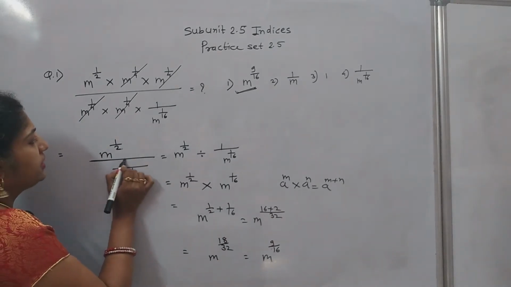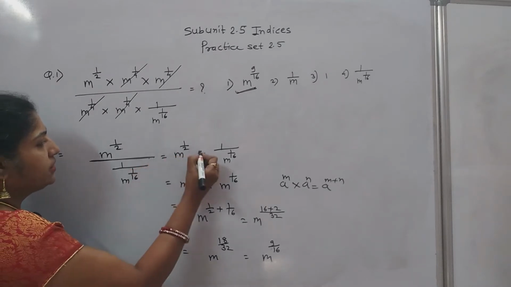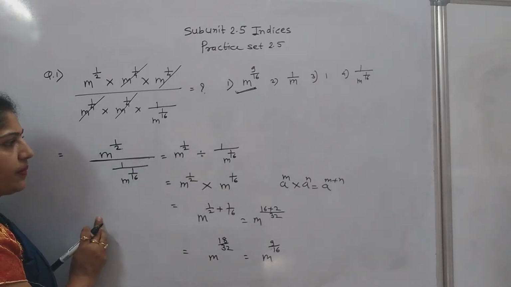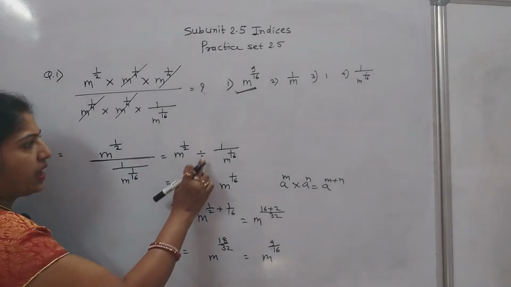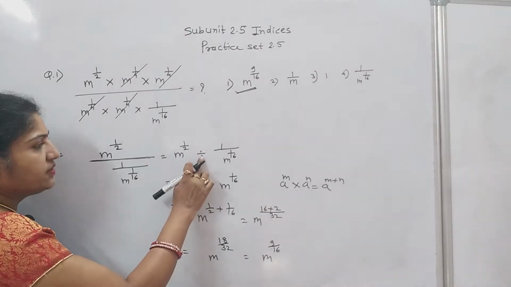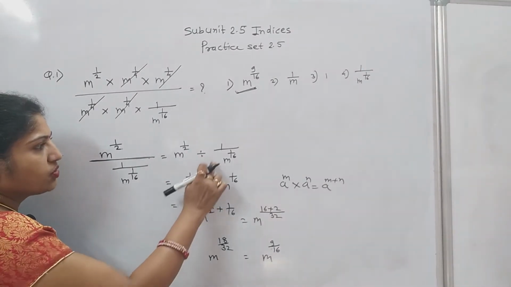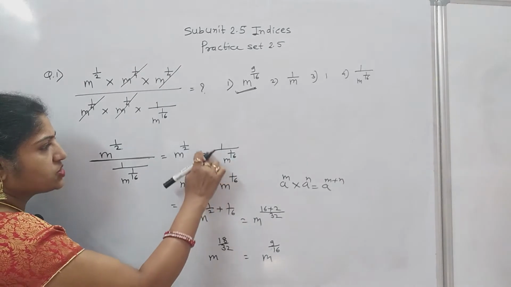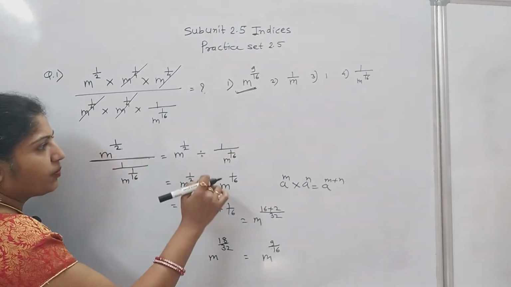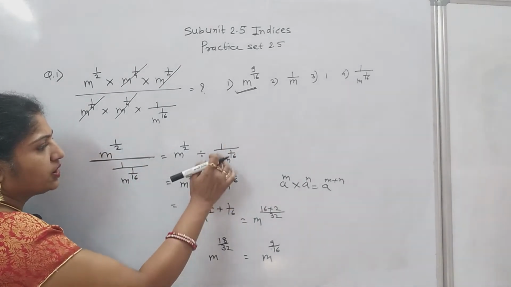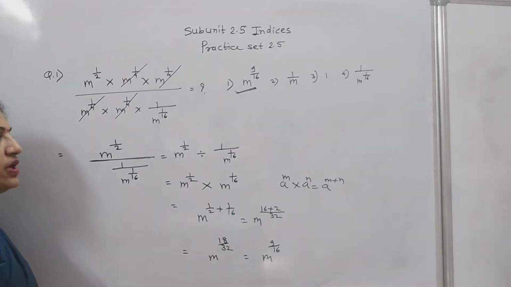Here is the division, so I take the division sign and change the division into multiplication. So we take the reciprocal of this one, 1 upon number. So reciprocal is m raised to 1 upon 16.